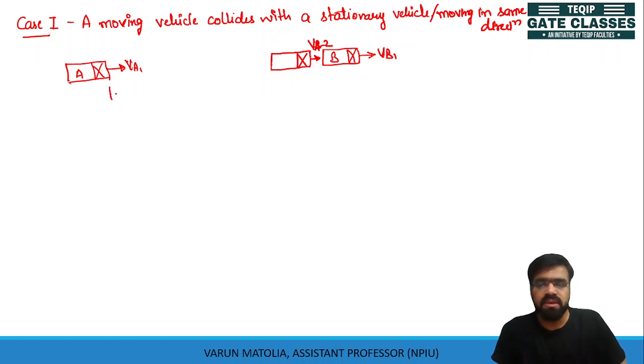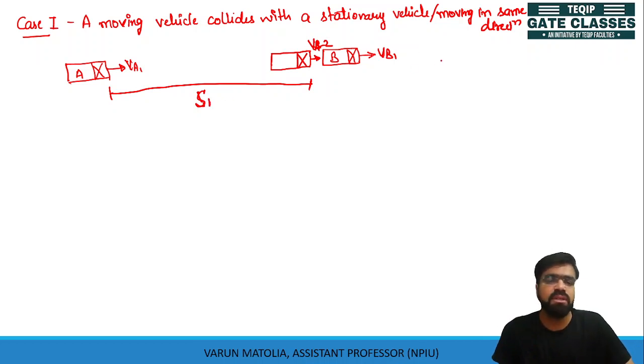Now the distance covered by this vehicle is how much? Distance covered by this vehicle is S1. After the collision, both vehicles VA, VB move in the same direction, and the velocity V will be equal to VA, and finally they will stop.